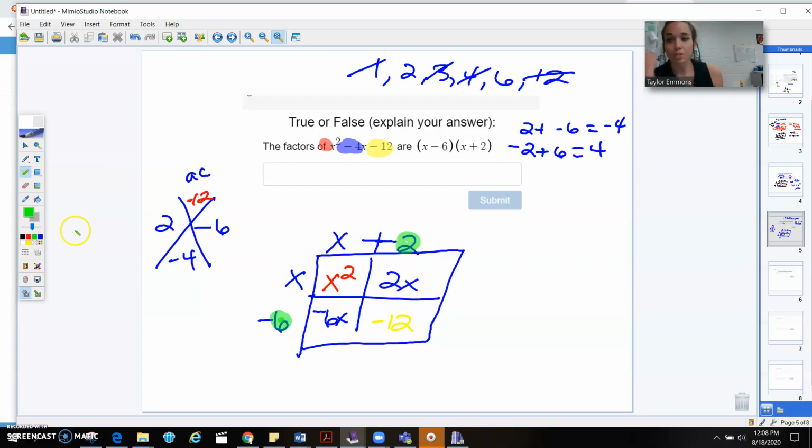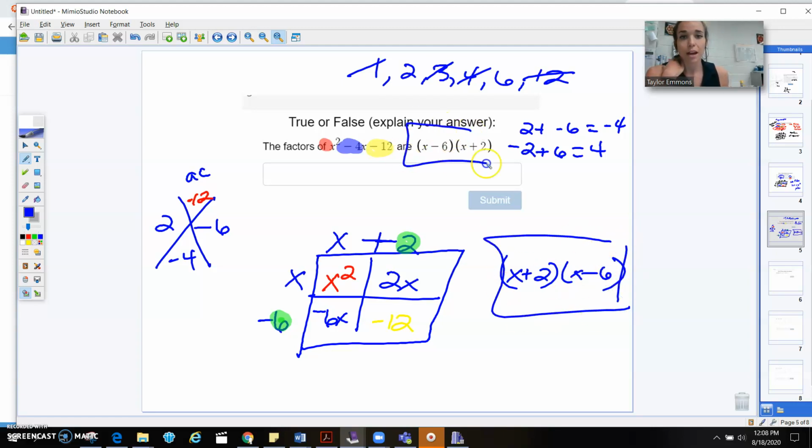So the question was, is everything on the sides, this x plus 2 times x minus 6, the same thing as what they have written up here? Yes, it's just written in a different order. It's the same thing based on the commutative property. If I say 2 times 4, it's the same as saying 4 times 2, right? So this one is true.